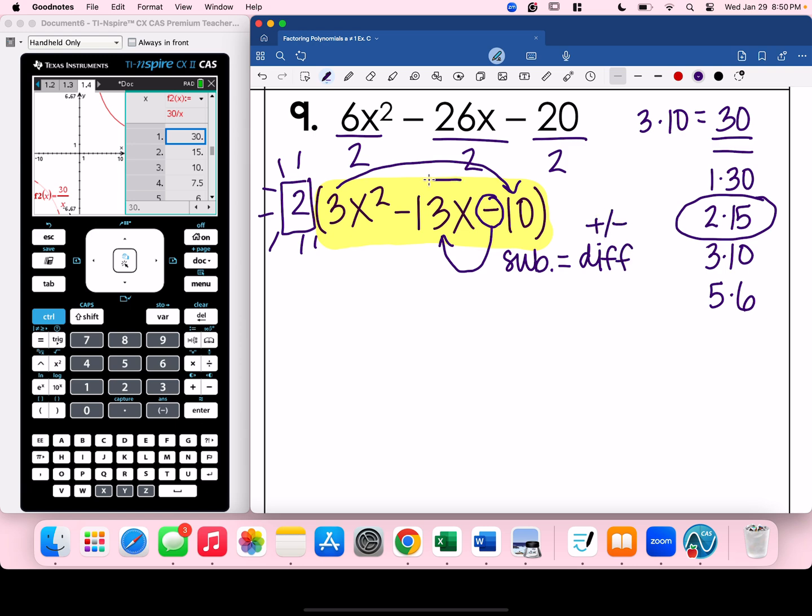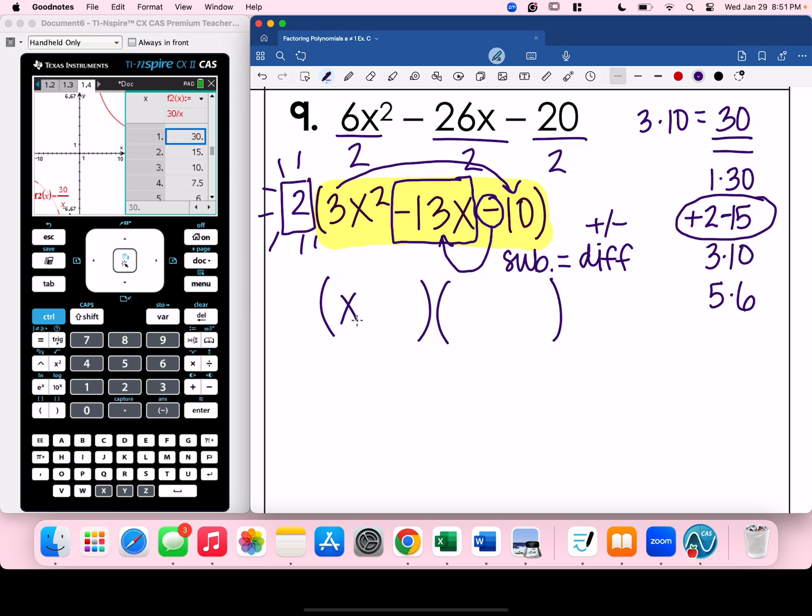So we want to look at our middle term, negative 13. So remember, whatever the sign for our middle term is, that goes to the larger factor when my signs are different. So here, that means that 15 is negative and 2 is positive. Guys, just do some mental math. If you take a positive 2 and a negative 15, when you combine that, that gives us negative 13. If you had given the 2 the negative and the 15 the positive, you would have ended up with a positive 13.